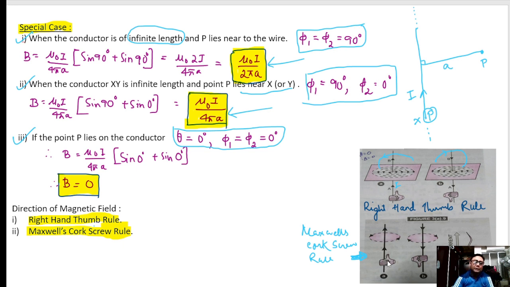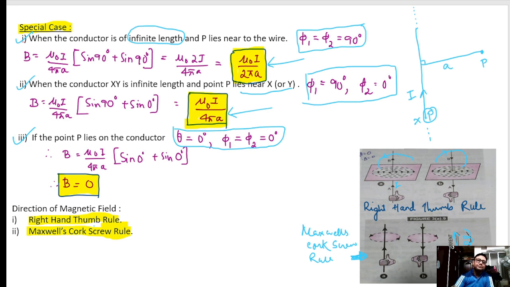Maxwell's corkscrew rule says keep moving your finger like this. The direction of the thumb is in the direction of the current, so the direction of the fingers gives you the direction of the magnetic field. If the current is flowing like this, make your corkscrew move like this. See, this is how you will be turning, and you can easily get the magnetic field. Clear?